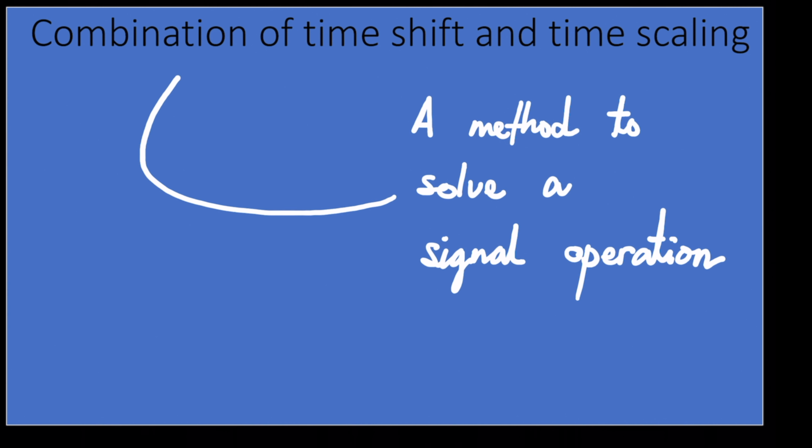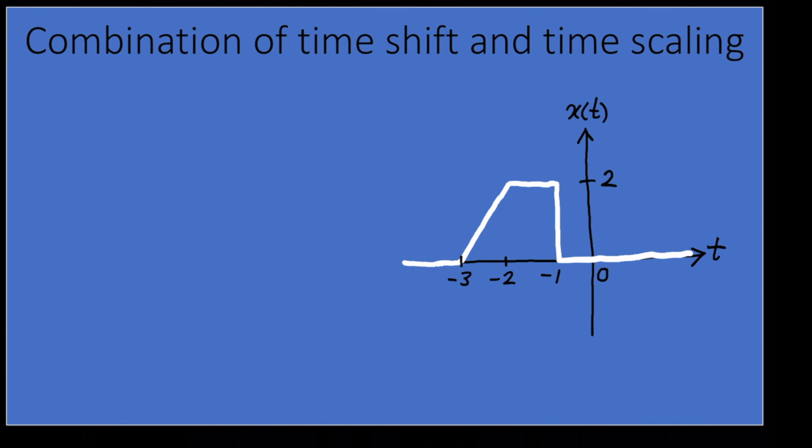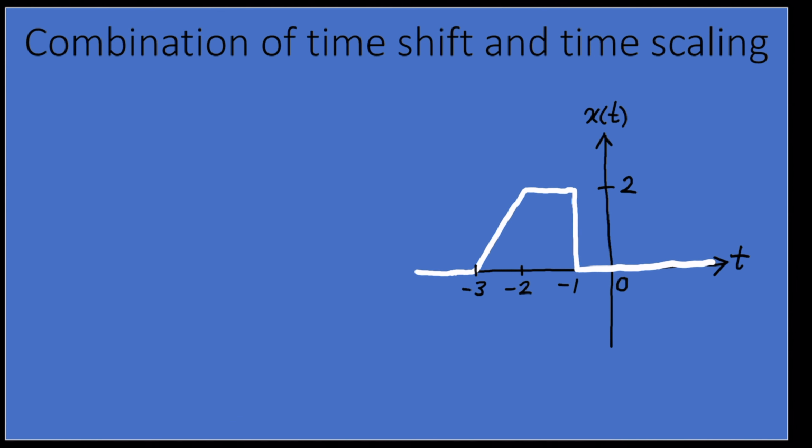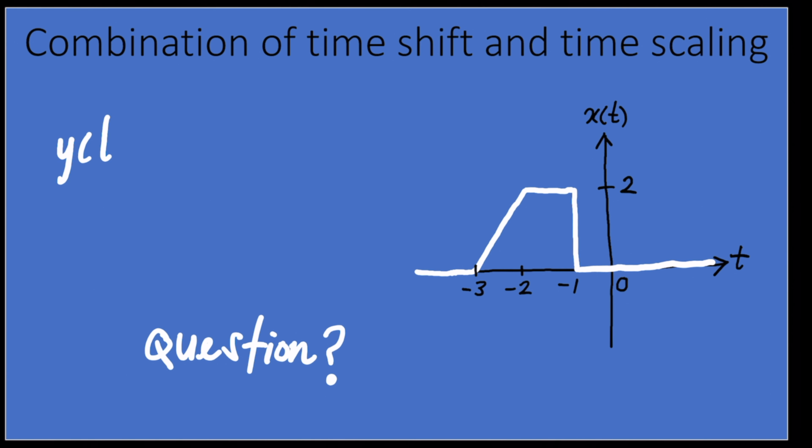In this video, let's use this signal x(t) as a signal that is subjected to signal operations. The question is, find y(t), which is given by minus 50 x(minus 2t minus 1).